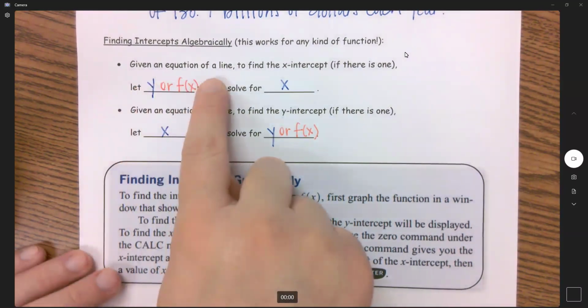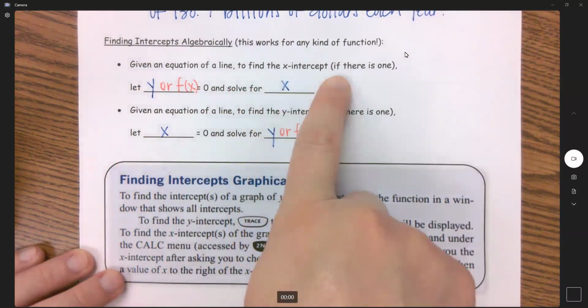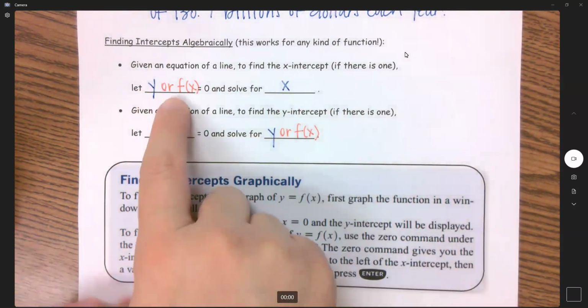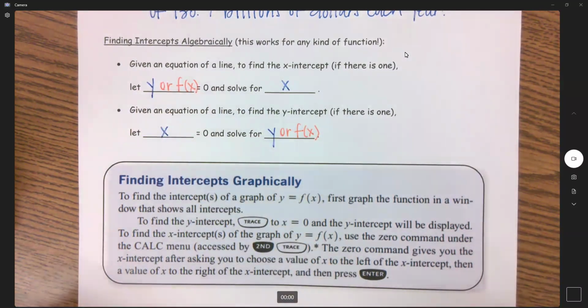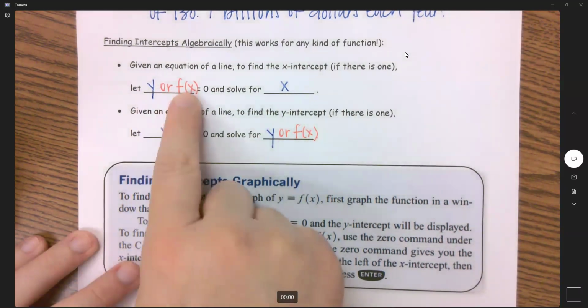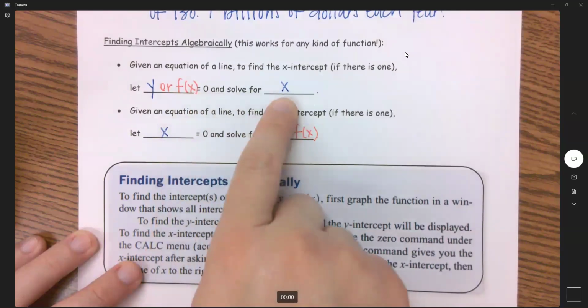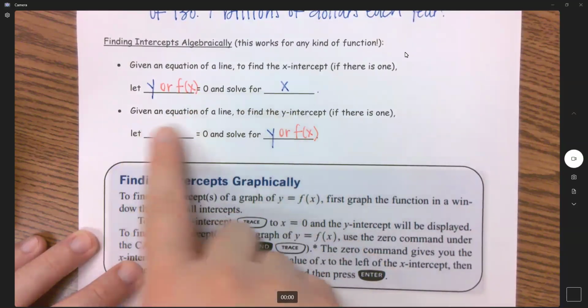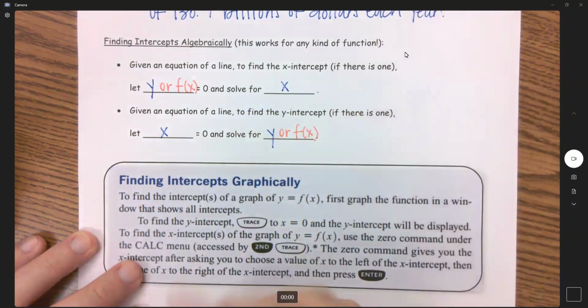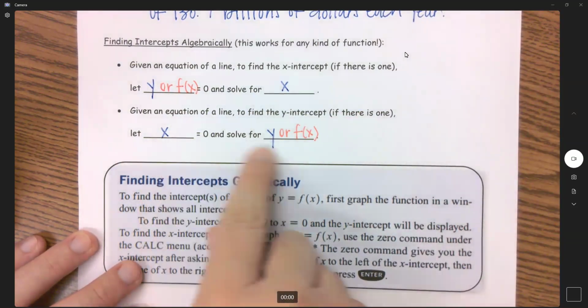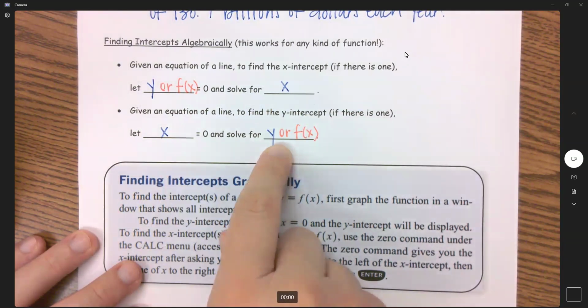So given an equation of a line, to find the x-intercept, if there is one, we're going to let y, or put in red f of x. We should know that those mean the same thing, but just in case, we're going to let y or f of x equal 0 and solve for x. And so then to find our y-intercepts, again, if there is one, do the opposite. Now let x equal 0 and now solve for y or f of x.